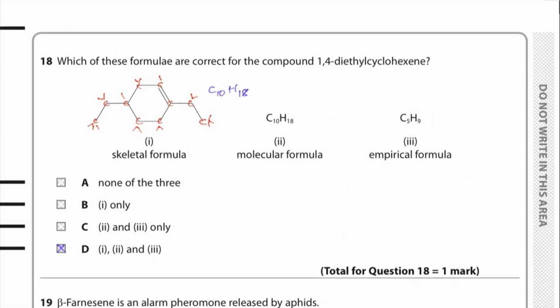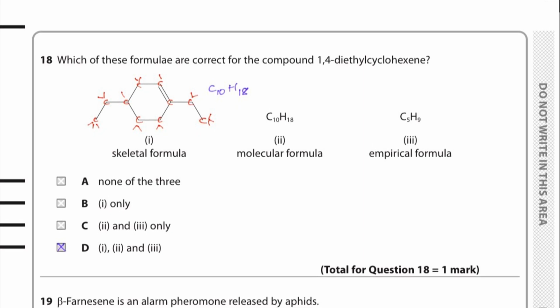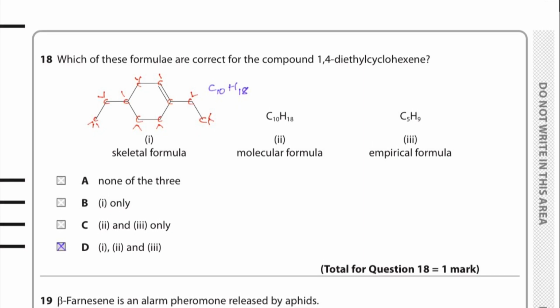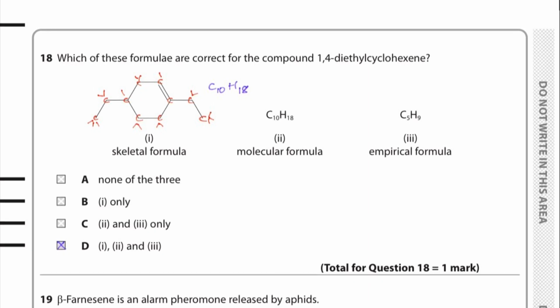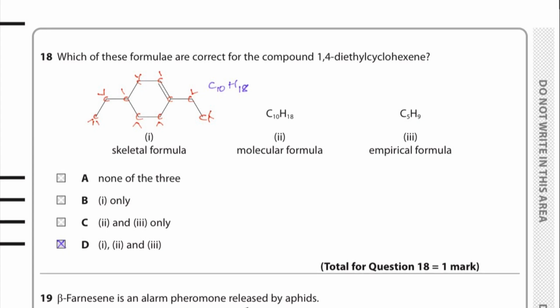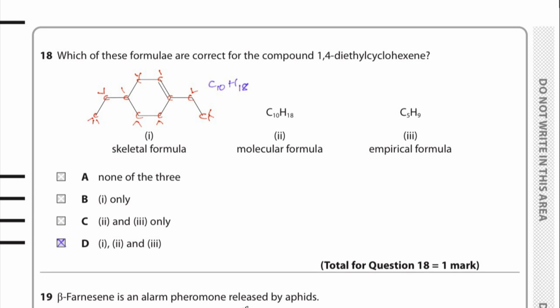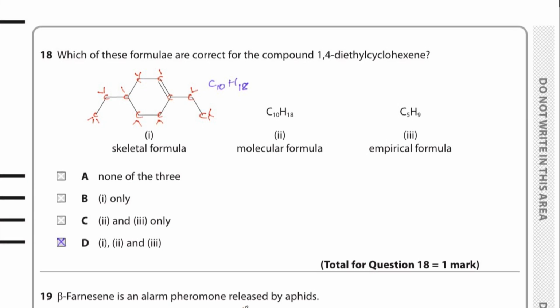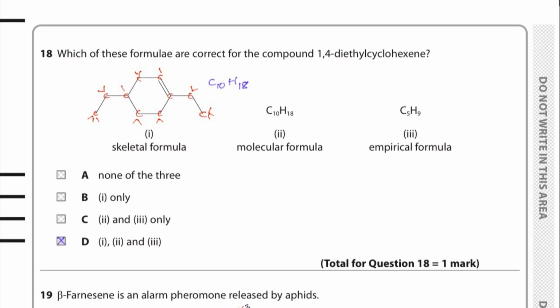Question 18. Which of these formulae are correct for 1,4-diethylcyclohexane? Looking carefully, filling in the carbons and hydrogens in the skeletal formula, there are 10 carbons and 18 hydrogens. This corresponds with the molecular formula. Also, when we calculate the smallest whole number ratio, we get the same empirical formula. So all formulae are correct. The answer is therefore D.